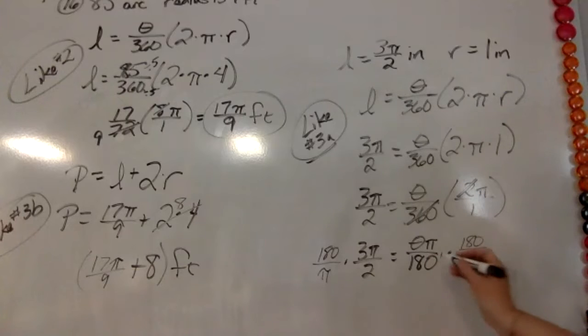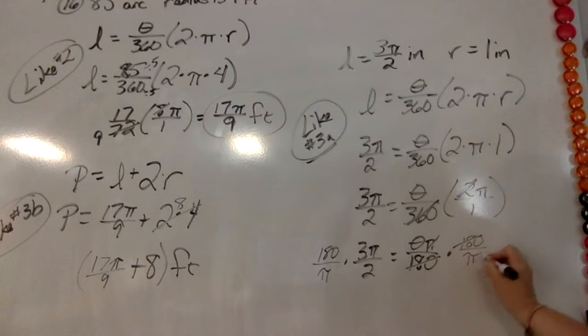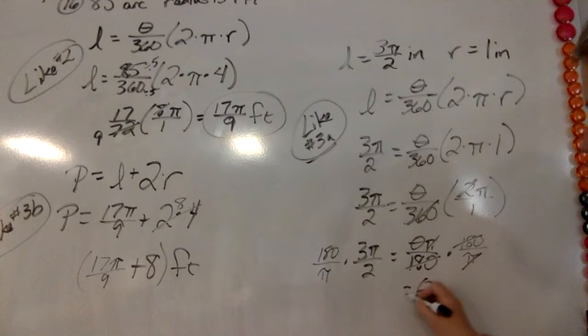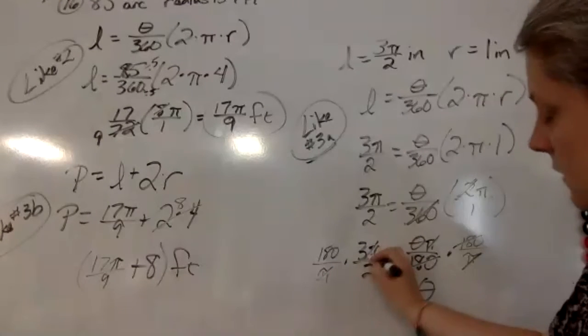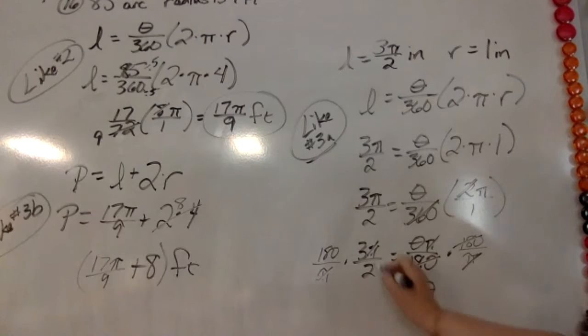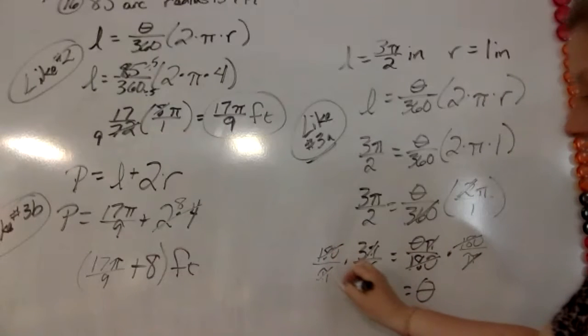The reason I do that is because the 180s will cancel out, and the pi's will cancel out, and I'm left with theta, which represents my angle or arc measure, which is what we're looking for. That's like our variable, just like if we were getting x by itself. That's what that represents. Here, pi's cancel. 2 goes into 180 how many times?